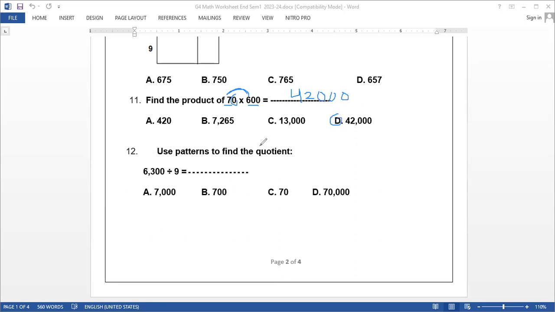Use patterns to find the quotient. Quotient means division. Now, when we divide two numbers, we ignore again the zeros, but we need to bring them at the end. 63 divide 9 equals 7. Here we have two zeros, we need to bring them. So the answer is 700. Next question.